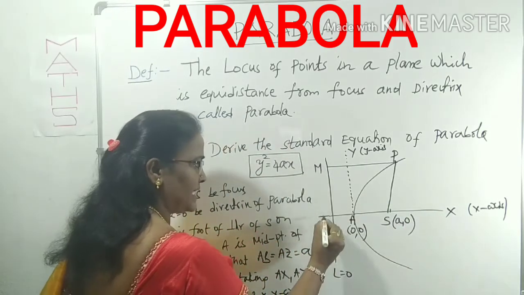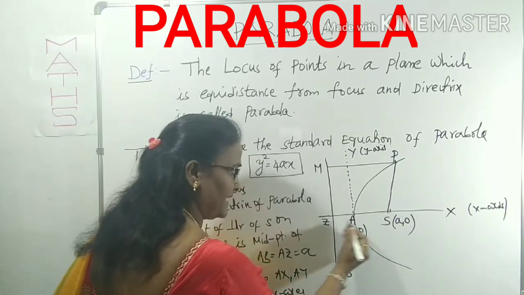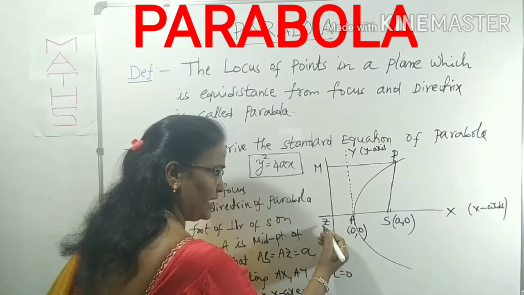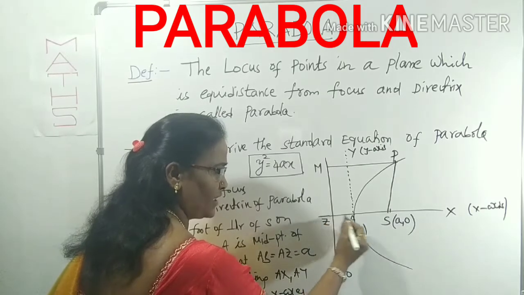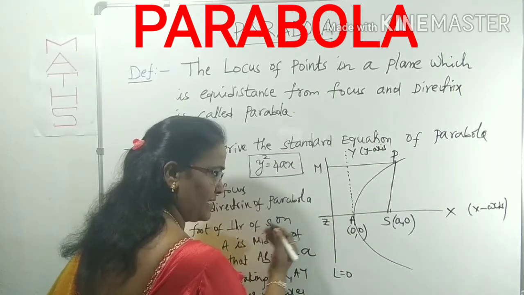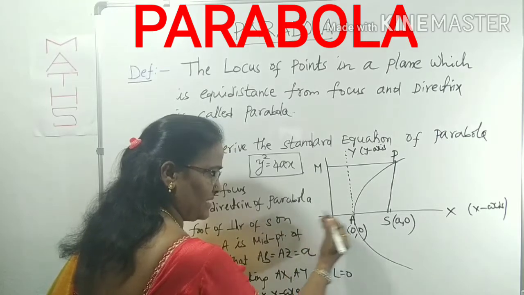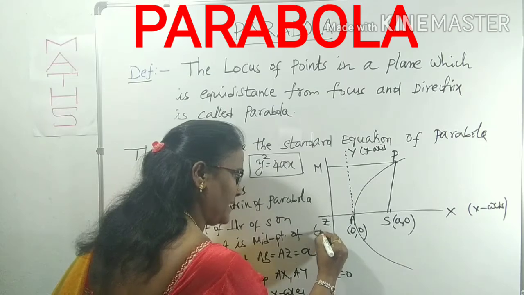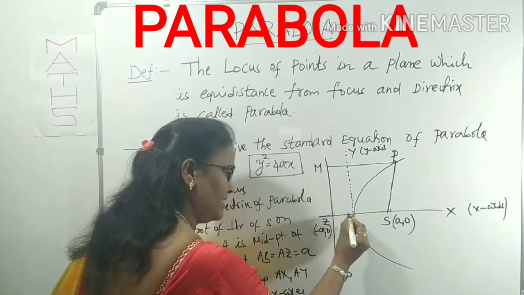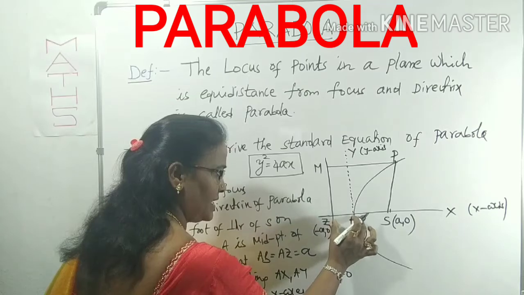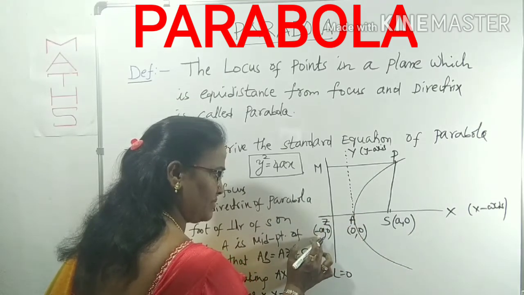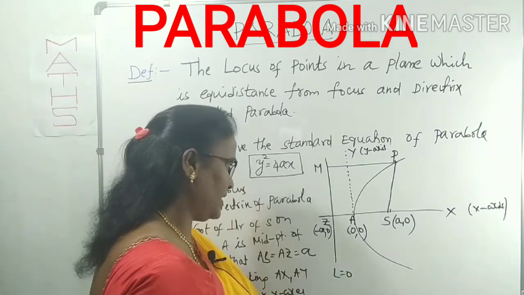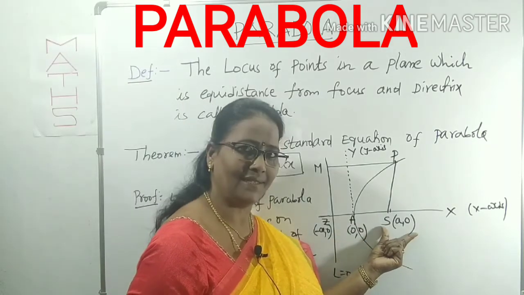And where is Z? Z is on the x-axis but in the negative direction. What is AZ? The x coordinate of Z is minus a, because it is on the left side of the y-axis, meaning negative x-axis. Therefore the coordinates of Z become minus a comma 0. The distance is a but coordinate-wise it is minus a. Coordinates of Z are minus a comma 0, coordinates of A 0, 0, coordinates of S a comma 0.